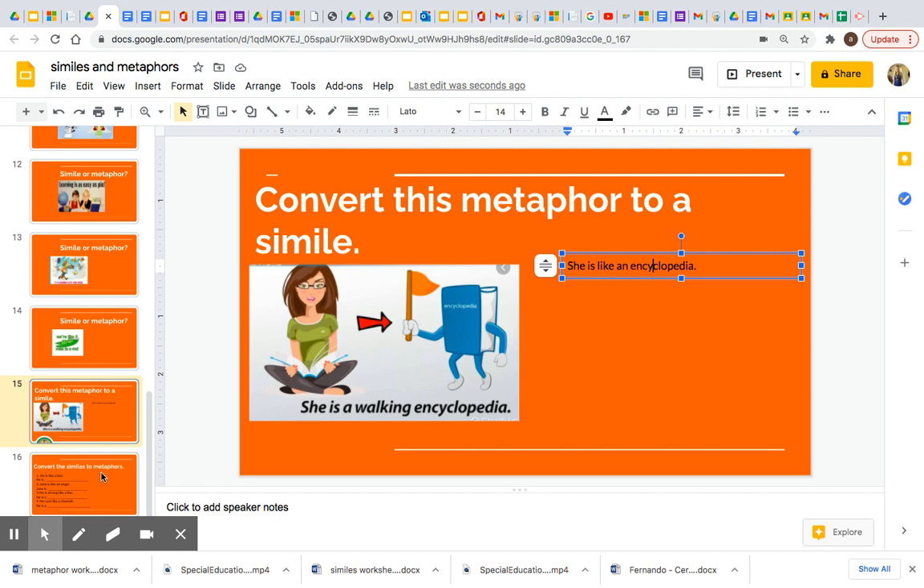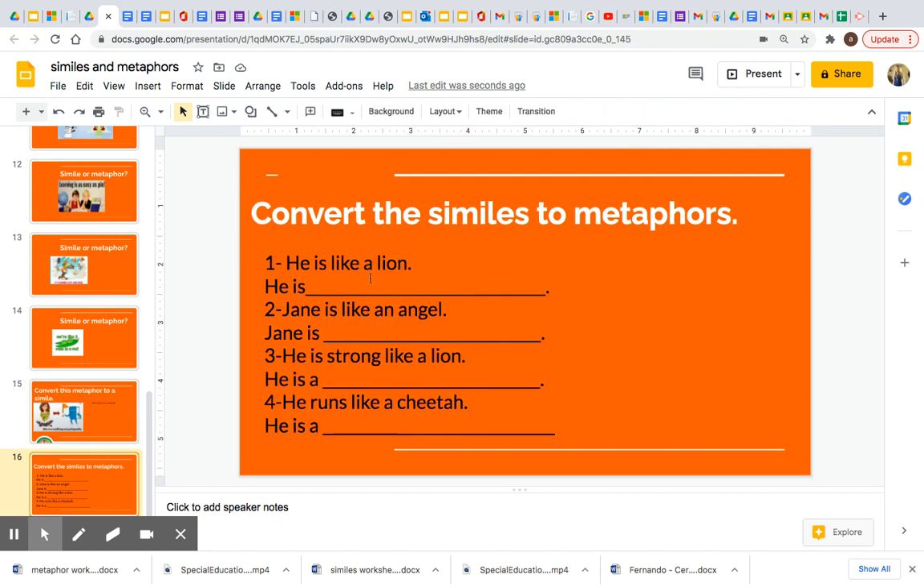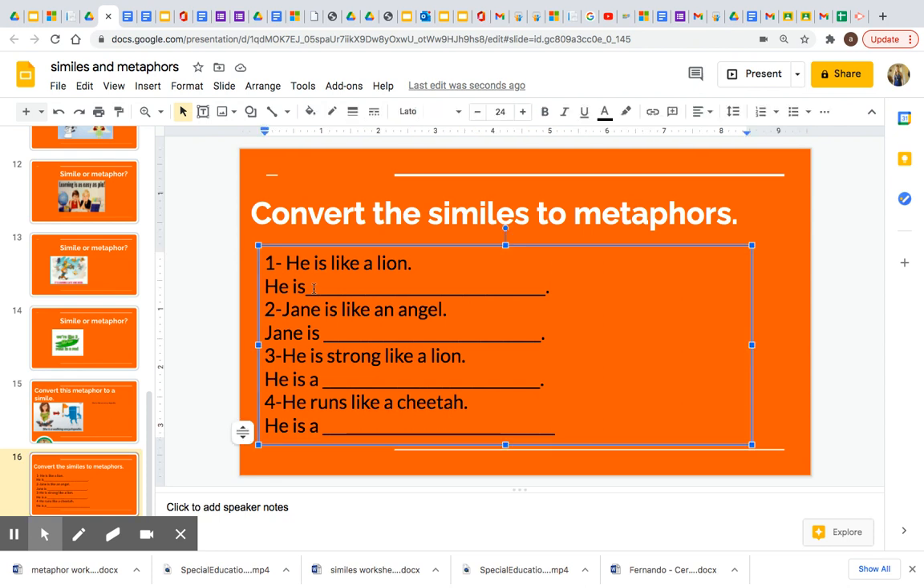Now it is your turn to convert similes to metaphors. And I am going to do the first one. He is like a lion. This is a simile. And now you are going to create a metaphor. And I'm going to do the first one. He is a lion.